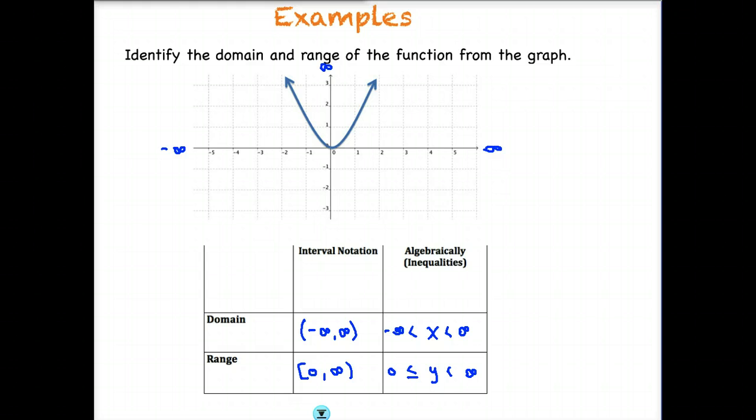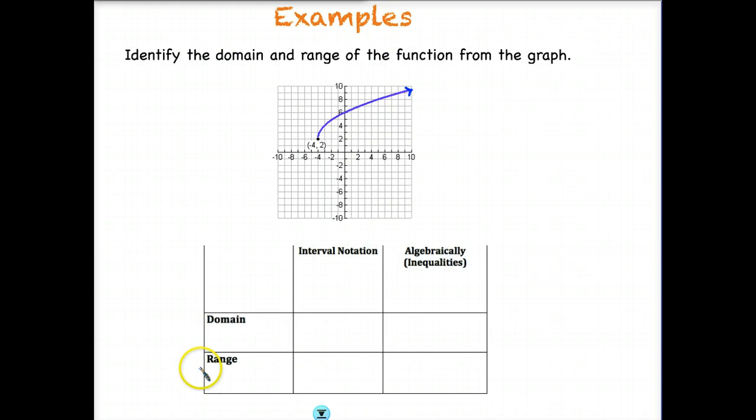All right, good. Let's try another example. Again, go ahead and pause. Try this example on your own, and then come back.